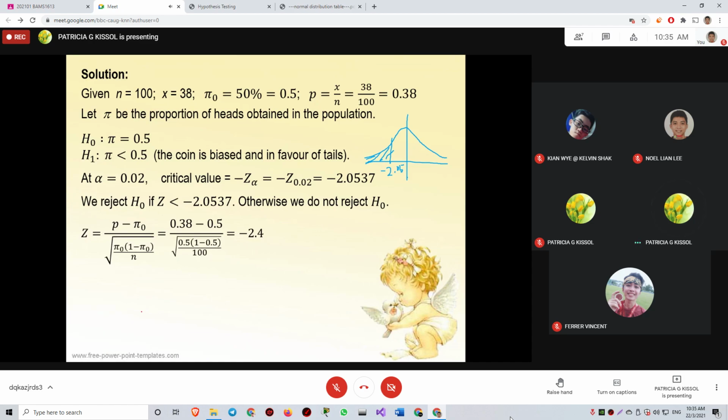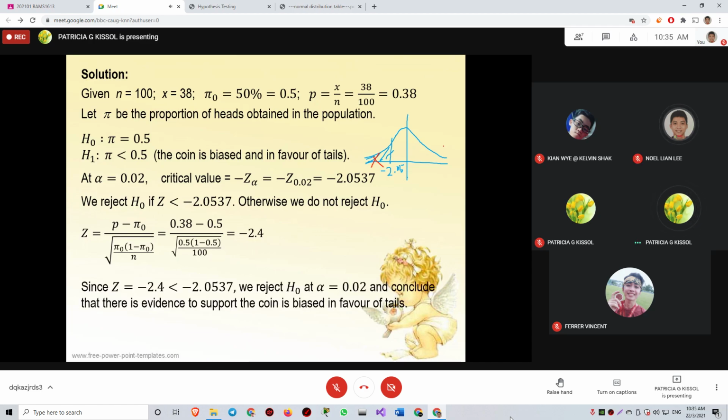What is your decision? It's here. So what is your decision? To reject. Exactly. And conclude, because you reject the null hypothesis, you conclude that there is evidence. Check out the words. There is evidence to support that the coin is biased in favor of the tails. I hope you understand how it works. Some questions can be as tricky as this one. I think this example, you need to spend time and think about it more.